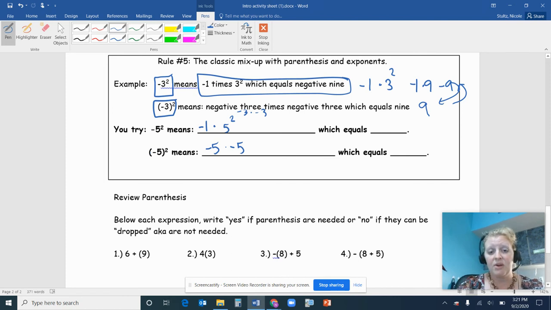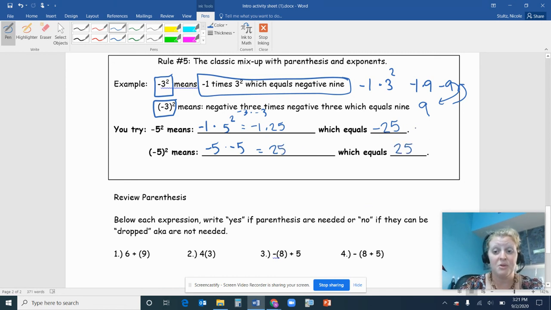Well, I'm not going to write 5 squared. I'm going to change that to 25. So really, you're supposed to be doing -1 times 25. Okay, well, that would get me -25. Whereas if I do a negative times a negative, I actually get a positive. So in that case, my answer is +25.